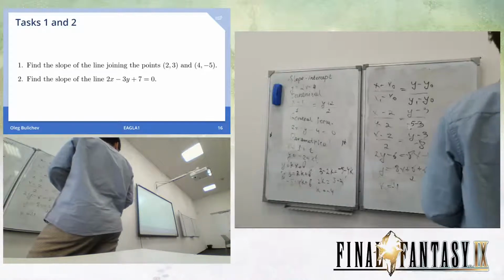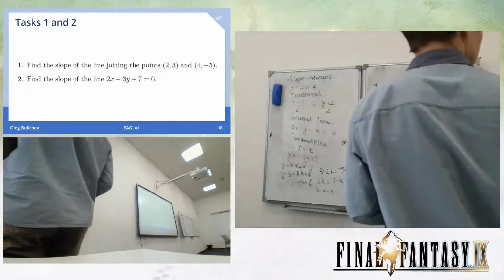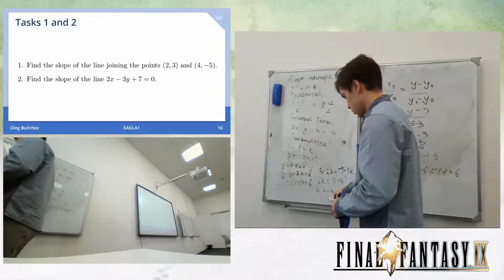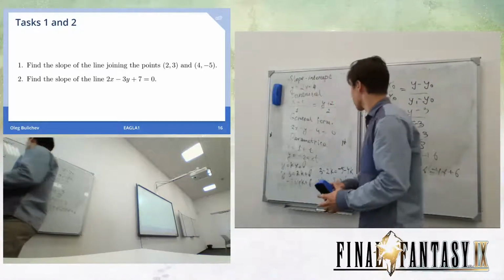Because you have the general form and you just need to get the slope in the second form. Did you get how to solve the second task? Except the division and 3.